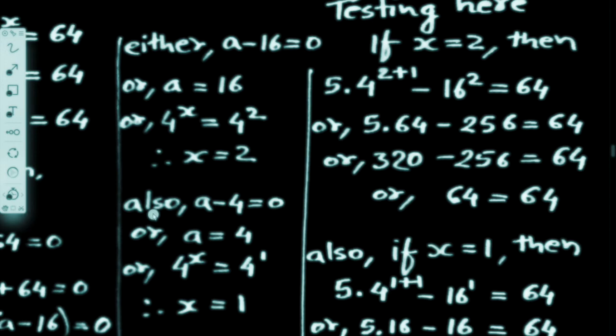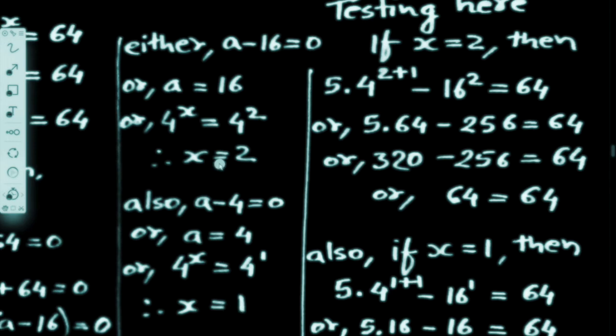Next, the other factor again we have to find. The next factor is a minus 4 equals 0, or a equals 4. Now a should be replaced with 4 power x, so 4 power x equals 4 power 1, therefore x equals 1. Testing here: we get the value of x equal to 2 and also x equal to 1.